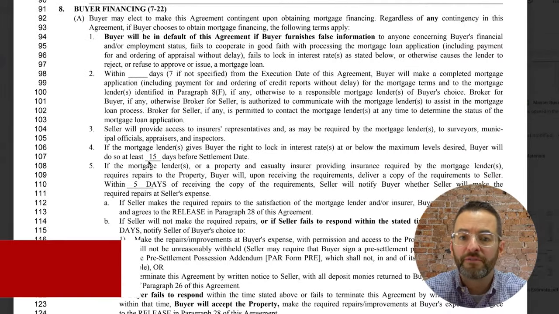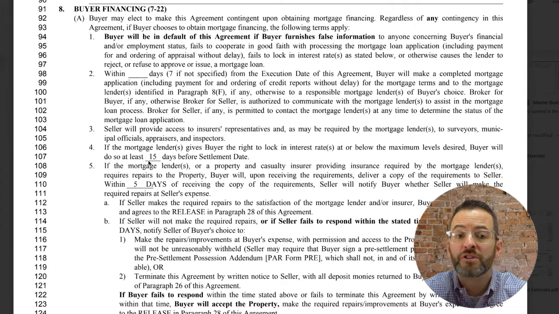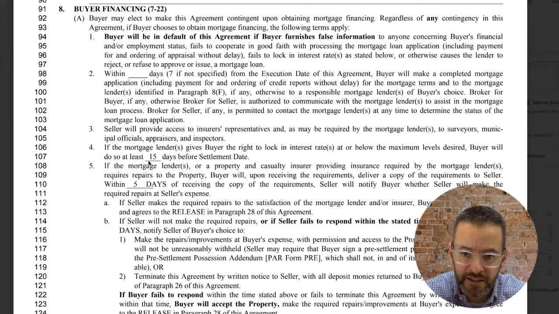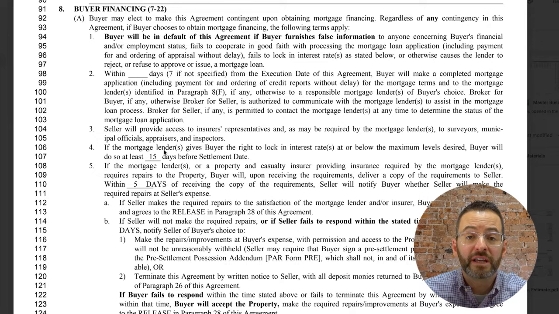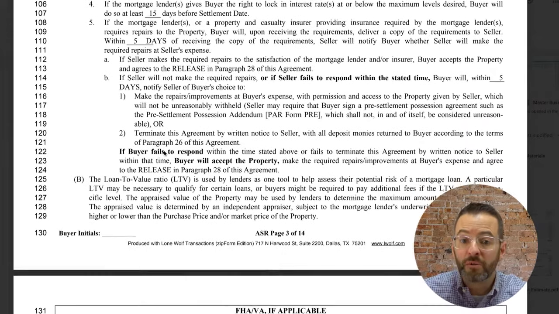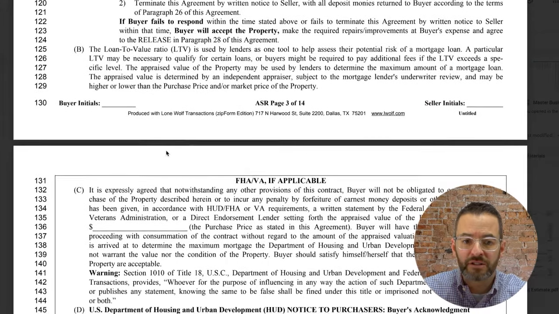The next paragraph discusses buyer financing. It gives the buyer the option to make their purchase contingent upon their ability to get financing. There are a number of terms that need to be considered and properly addressed for this contingency to work in the best interest of the buyer. Terms like the loan amount, the type of loan, the length of loan, and the maximum interest rate should all be considered when drafting the financing contingency.